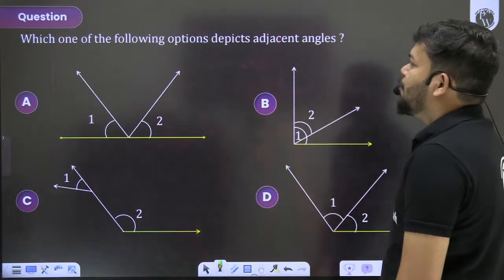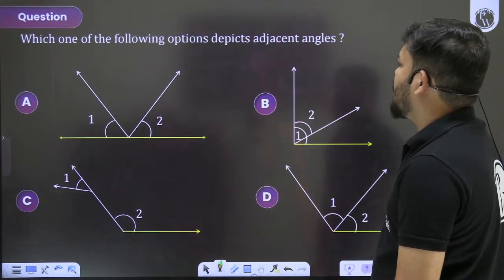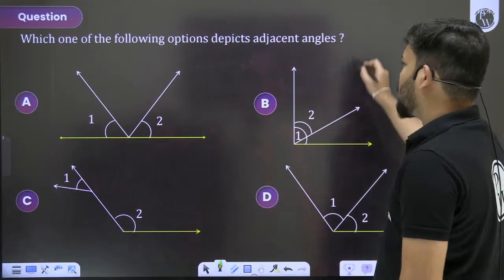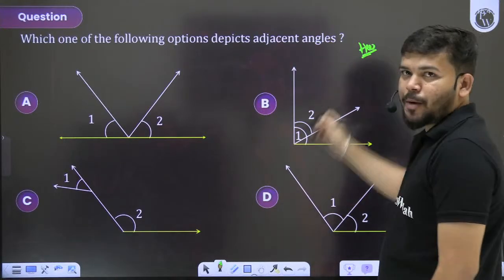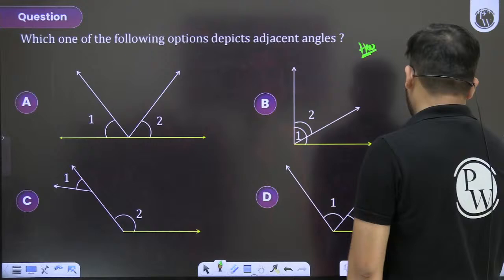And next one, which one of the following depicts adjacent angle? Do it. What is your answer? Do let me know in the comment section. This is homework which I am giving to you all.